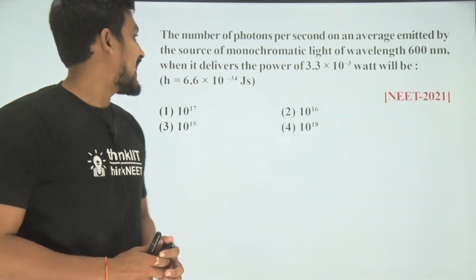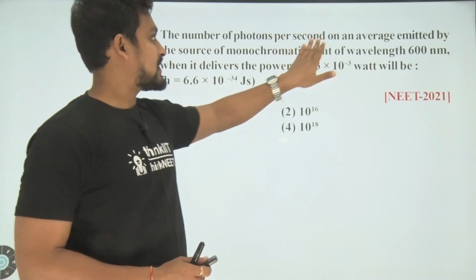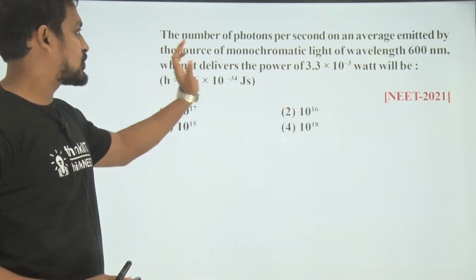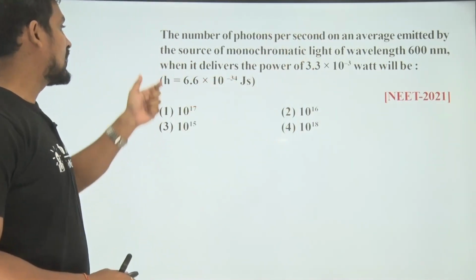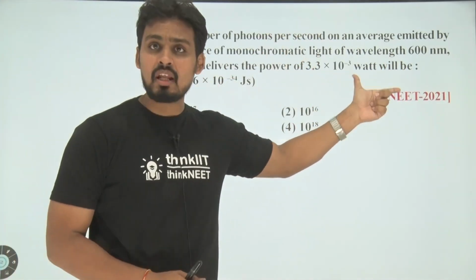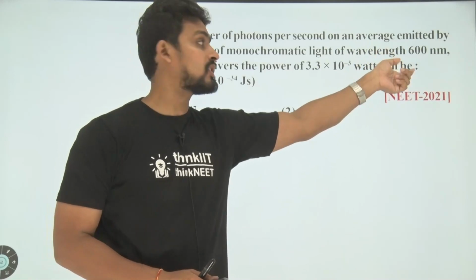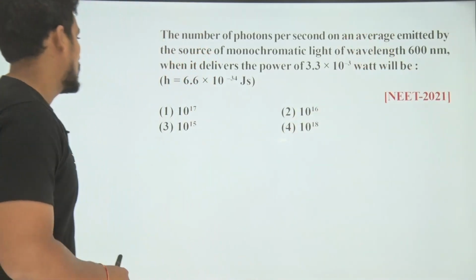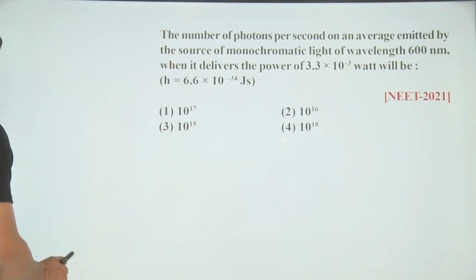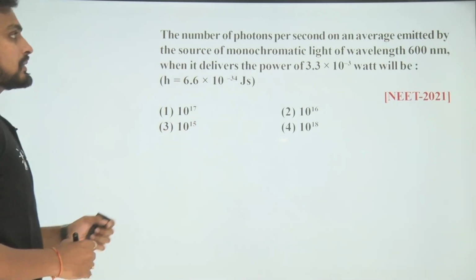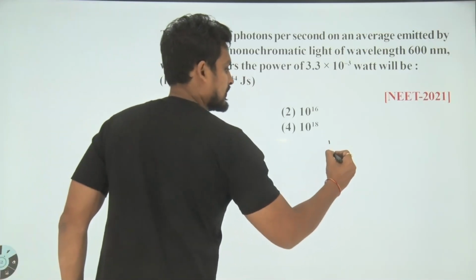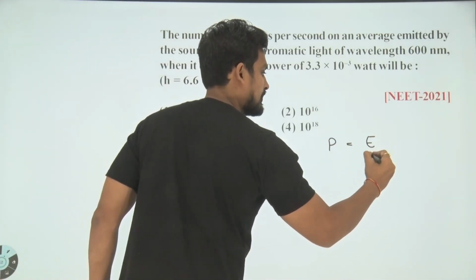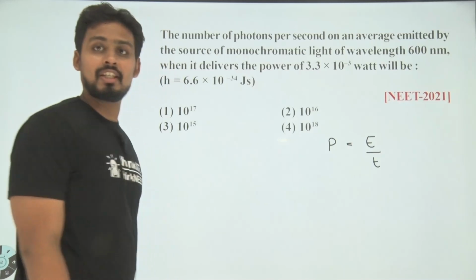Okay, so the question says that the number of photons per second on an average emitted by the source of monochromatic light of wavelength 600 nanometer, when it delivers the power of 3.3 into 10 to the power minus 3 watt, will be. So in this particular question, can we say that the power is energy per unit time? Yes or no?